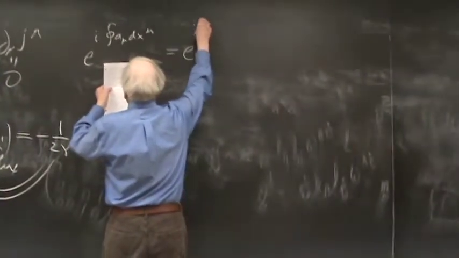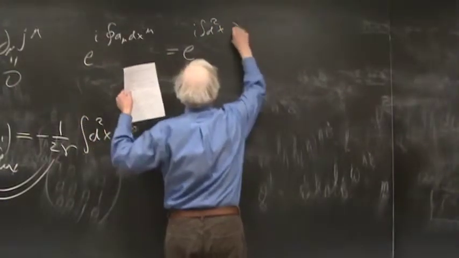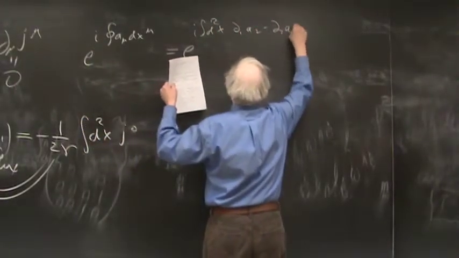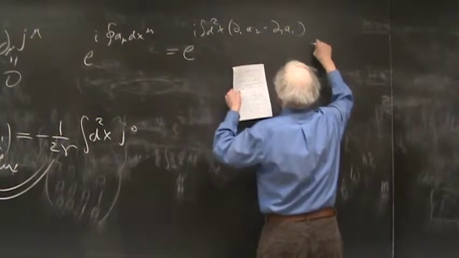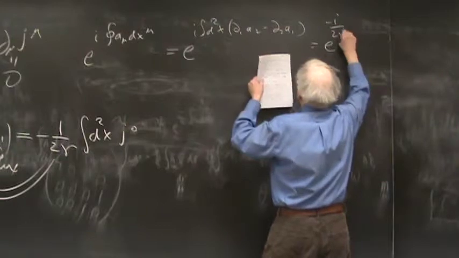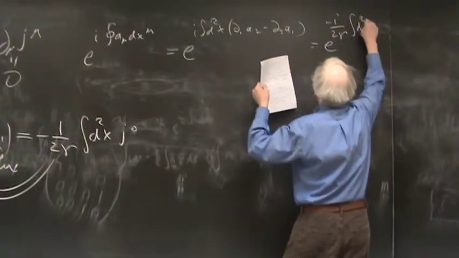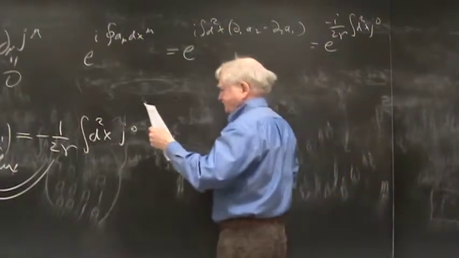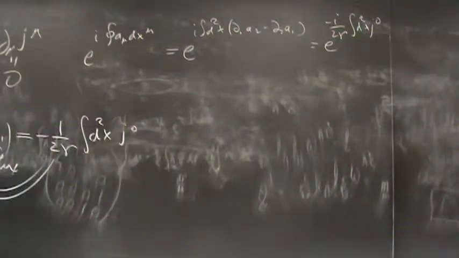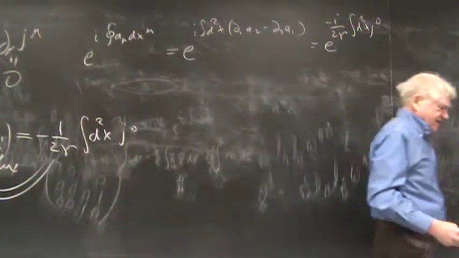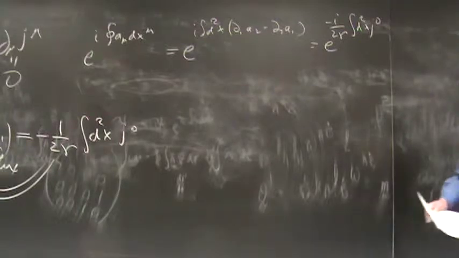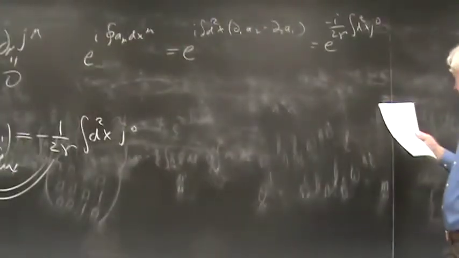All right, now, if you move one particle around another, you have a phase e to the, this integral here, which is e to the i, d2x, and again, you have d1a2 minus d2a1. And this gives us e to the minus i over 2 gamma, d2x, j0. And this is telling me about transporting one particle around another? That's sort of, yeah, that's what's being said, but the fact is that this is rather tricky here.